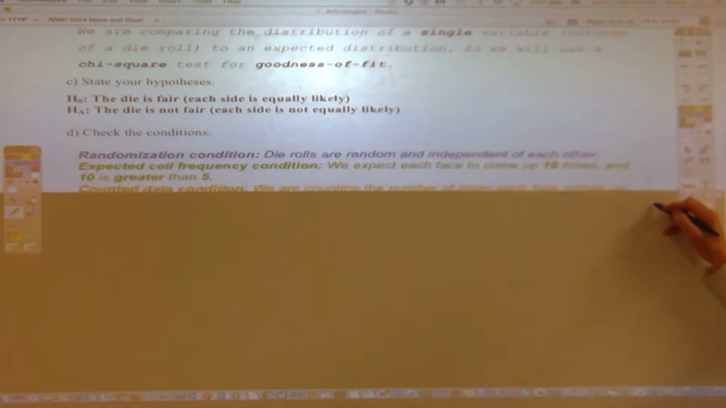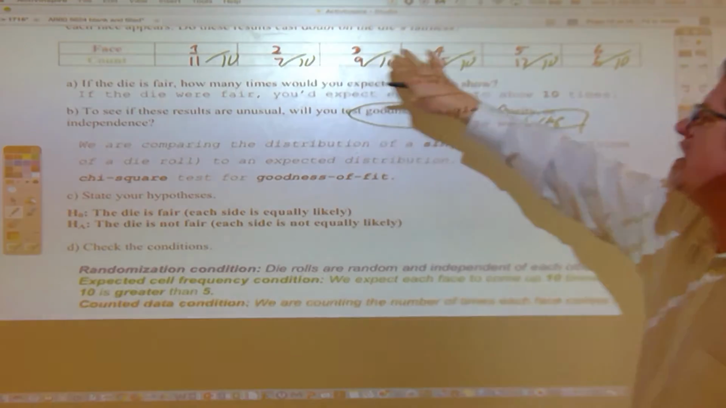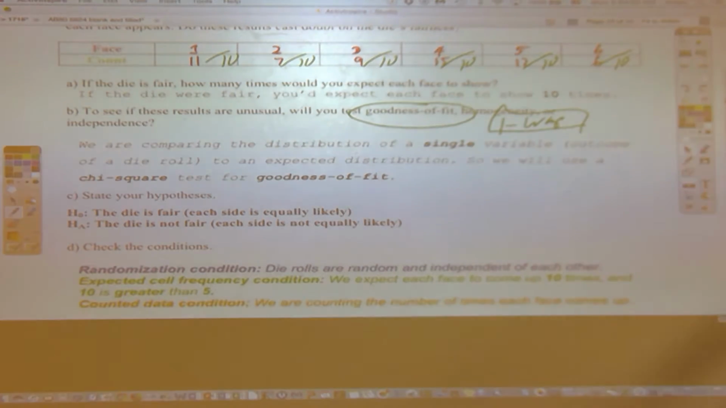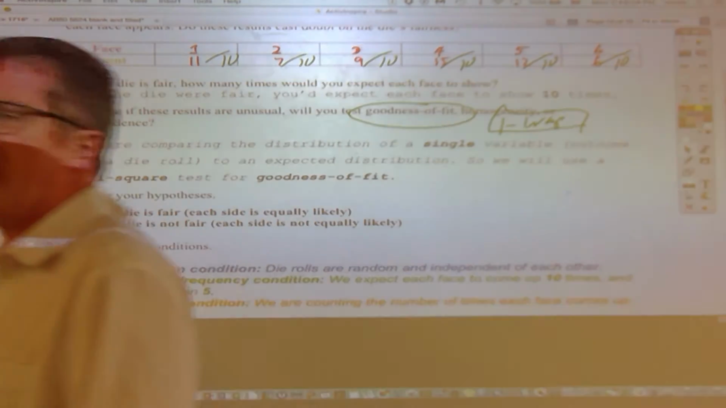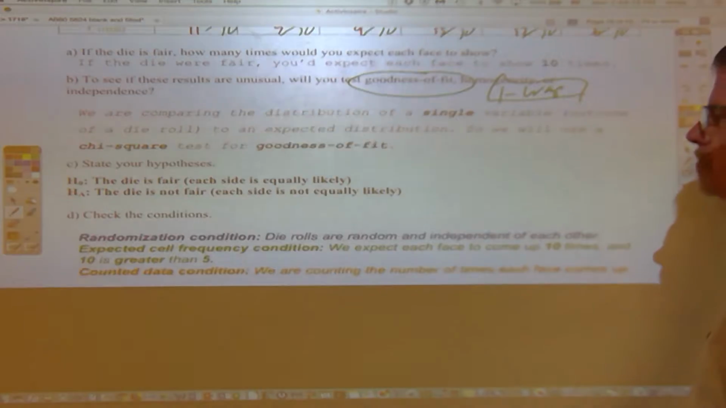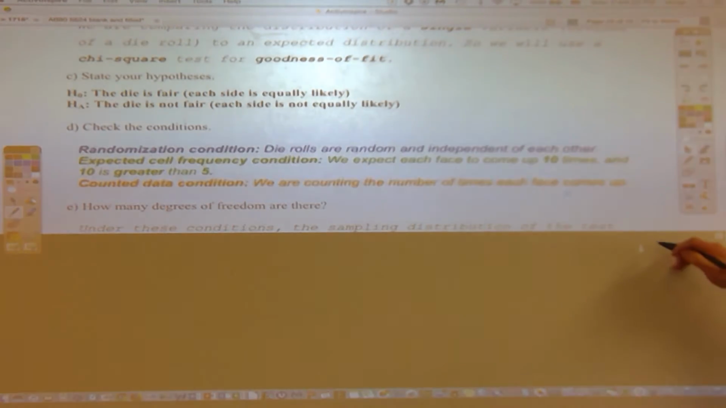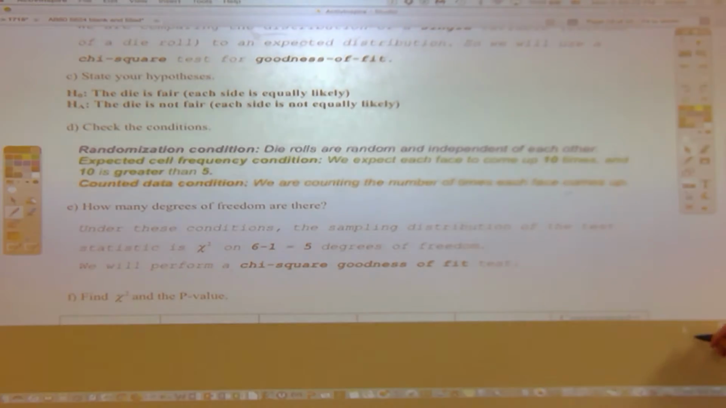We have the conditions: the randomization condition, the expected cell frequency condition. Notice that since all 6 of these expected cells, these green 10s, are greater than 5, we've satisfied the expected cell frequency condition. And the counted data condition, we're good on that. How many degrees of freedom? It's 6 minus 1 is 5.